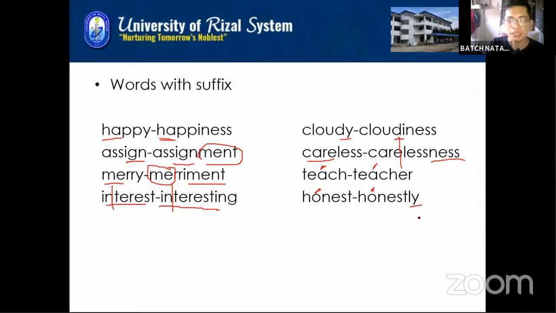Happy, happiness. Assign, assignment. Merry, merriment. Interest, interesting. Cloudy, cloudiness. Careless, carelessness. Teach, teacher. Honest, honestly.